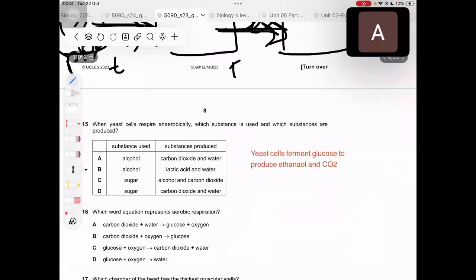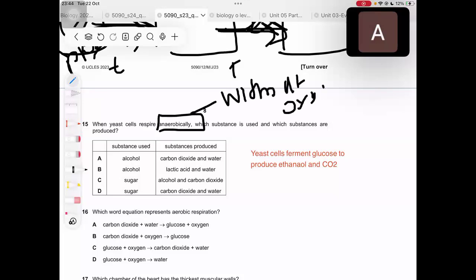15th one, when yeast cells respire anaerobically, which substance is used and which substances are produced? Anaerobically means without oxygen. So when yeast cells respire anaerobically, the products that are formed will be ethanol and carbon dioxide, right? That is why we use yeast in producing bread, in producing wines.